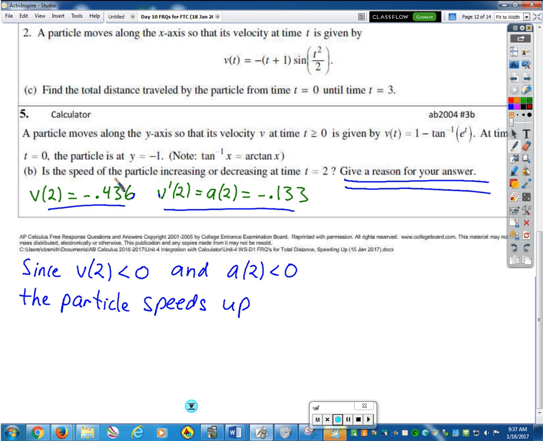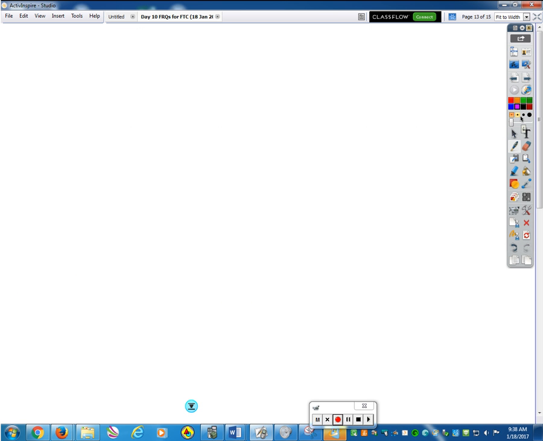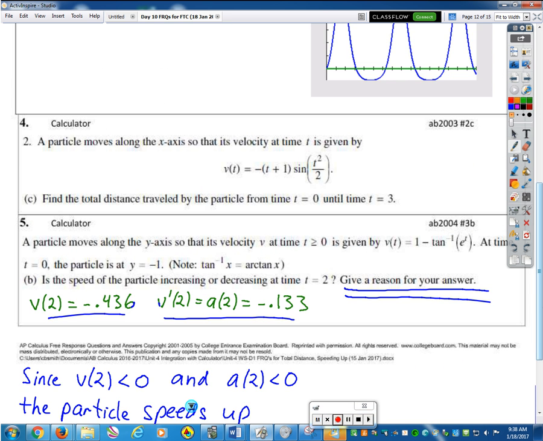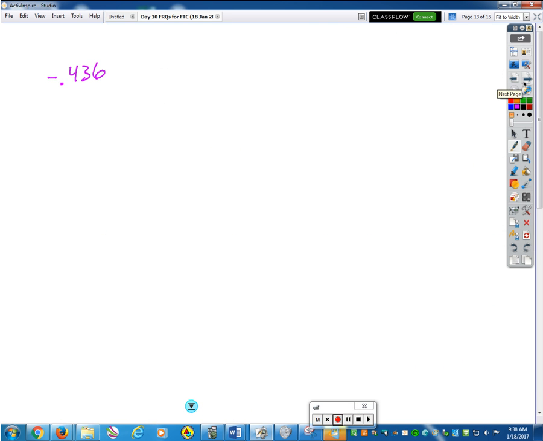So let's do a little quick computation here. We got 0.436 negative. That's my velocity. Negative 0.436. Acceleration is the rate or the amount by which the velocity is going to change. Acceleration is negative 0.133. So, right here, plus negative 0.133.